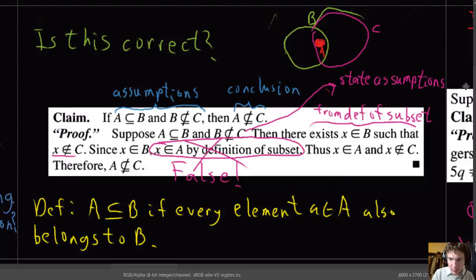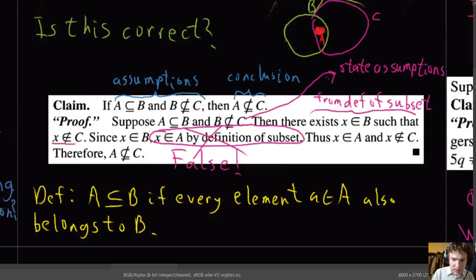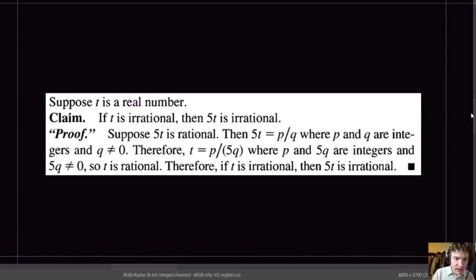In the last video, we saw a proof which was incorrect. So in this video, let's move on and look at another proof which may or may not be correct. To signal that we're not sure if this is correct, I've again written the word proof in quotation marks. So we ask the question, is this correct? We're going to determine whether this proof is logically valid.